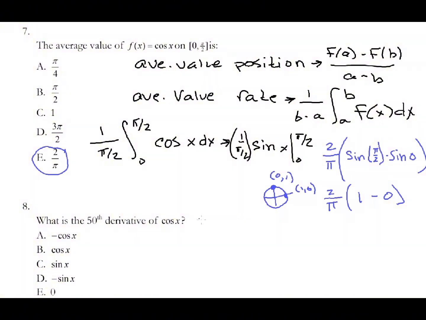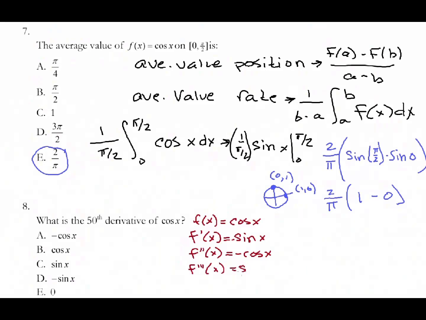For number 8, we're talking about the 50th derivative. Obviously, we're not going to take all 50 derivatives, so we're going to try to find a pattern. So our function is cosine of x. Our first derivative is negative sine of x. And as we keep going, we're going to notice that once I hit the fourth derivative, I'm going to end up at my original function. So what that means is every fourth time I take the derivative, I get the original function.